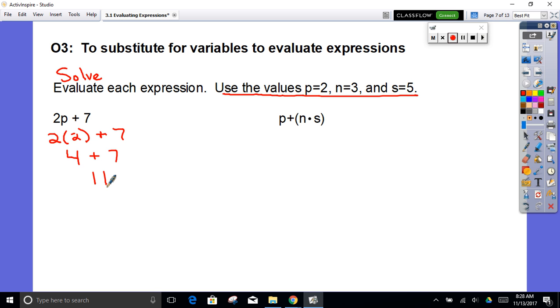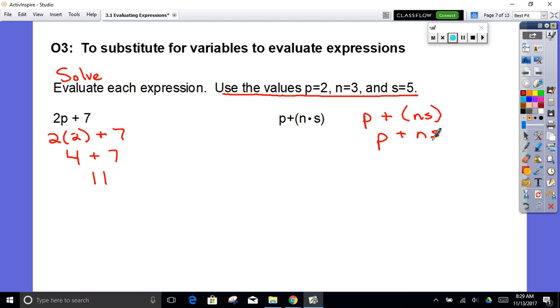Okay, the next example actually has a dot used inside the parentheses, which would be unnecessary. We could also write this as p plus ns. And in fact, we could write it as p plus ns without any parentheses at all. So those parentheses and the dot are somewhat redundant, but we'll keep them there for now.